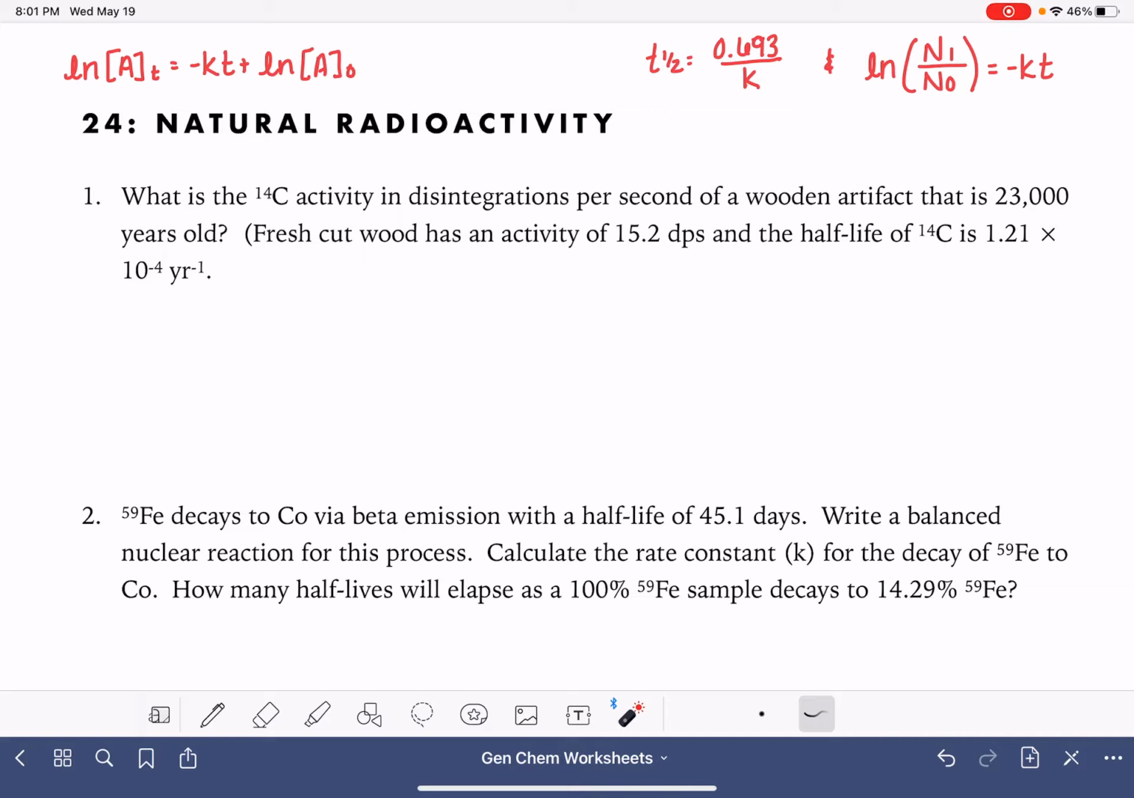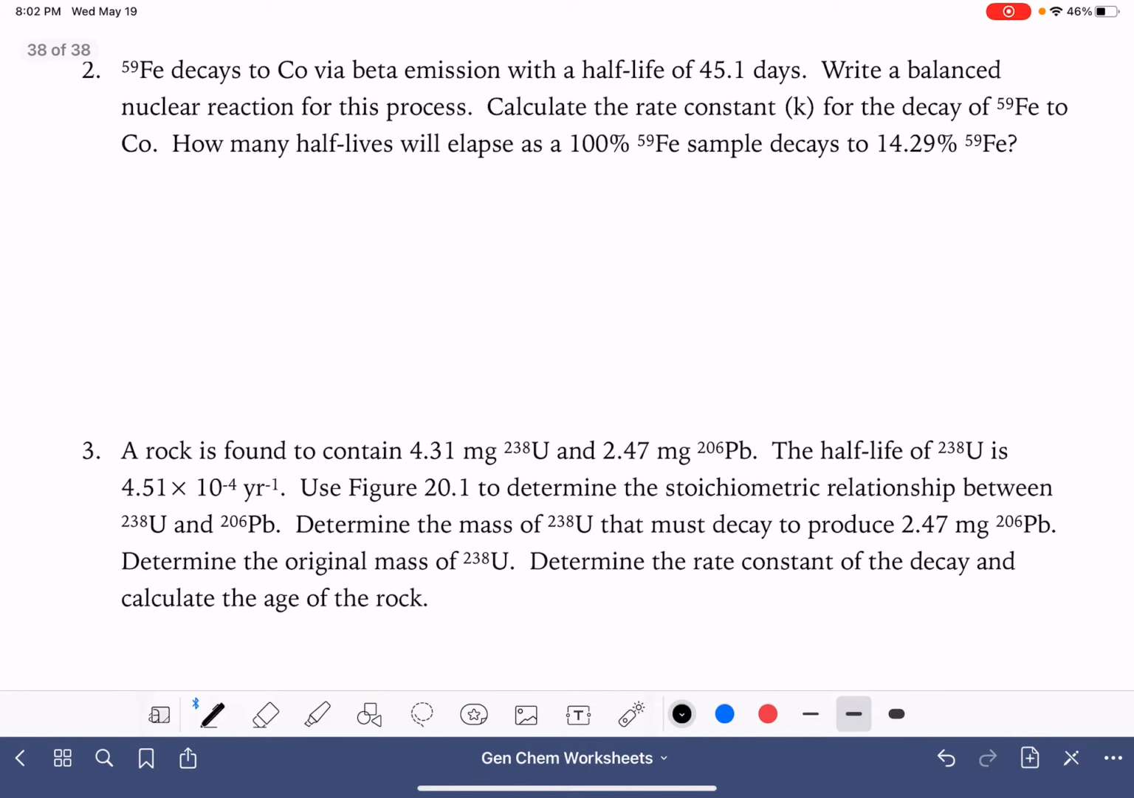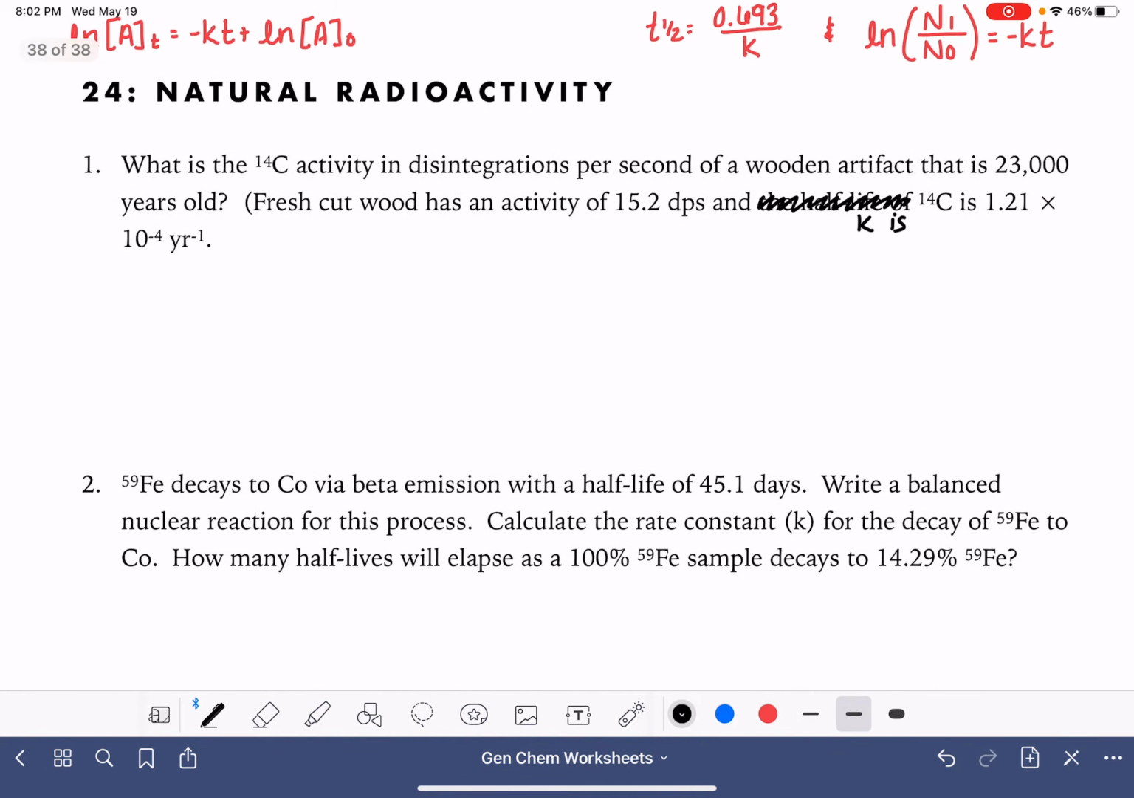I also want to point out that there are a couple of typos on this worksheet. In the first problem, it says that the half-life of carbon-14 is 1.21 times 10 to the minus 4 inverse years. That's actually K, the rate constant for carbon-14, not the half-life. There's another typo on the last problem, which I'm going to correct right now before I forget. Again, it's this same problem. The rate constant is 4.51 times 10 to the minus 4 inverse years. Okay, so let's take a look at these problems.